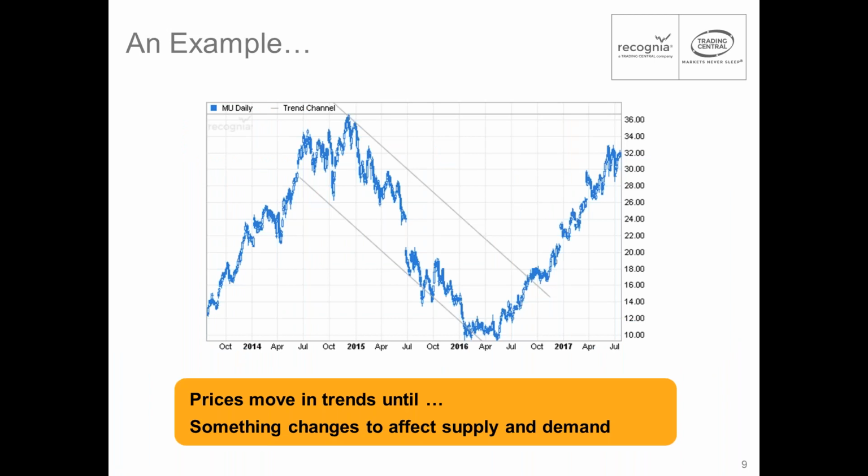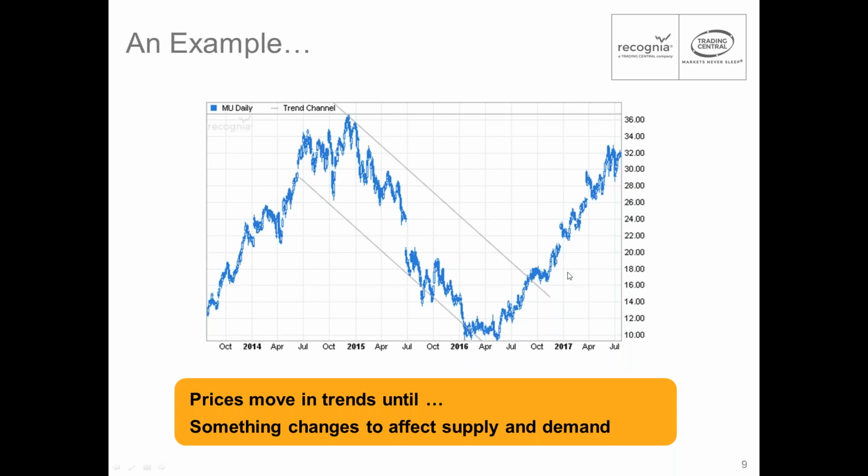So let's talk about an example of how we might use technical analysis. So here's a real stock chart. This is a company called Micron. And you can see it kind of has an interesting price history. So it had a big rally up to about $36, had a decline back down to about 10, started another rally back up and got to about $32 in this particular price chart.